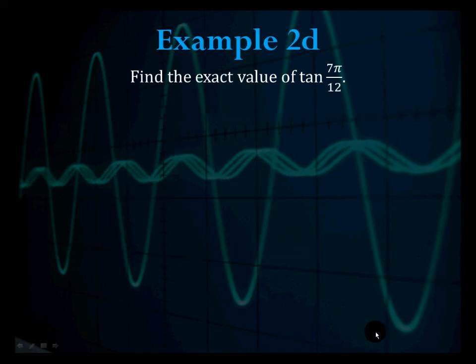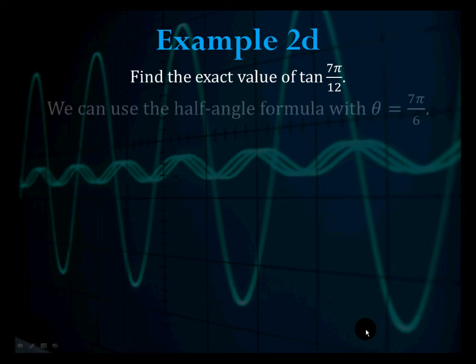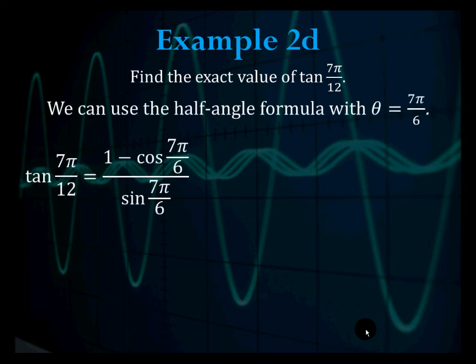2d, find the exact value of tangent of 7 pi over 12. Do the same thing that you did in 2c to solve for 2d. So here theta is 7 pi over 6. So tangent of 7 pi over 12 equals 1 minus cosine 7 pi over 6 over sine 7 pi over 6. Now this corresponds to 210 degrees. So you are in quadrant 3. Both cosine and sine have a reference angle of 30 degrees, and both are going to be negative.